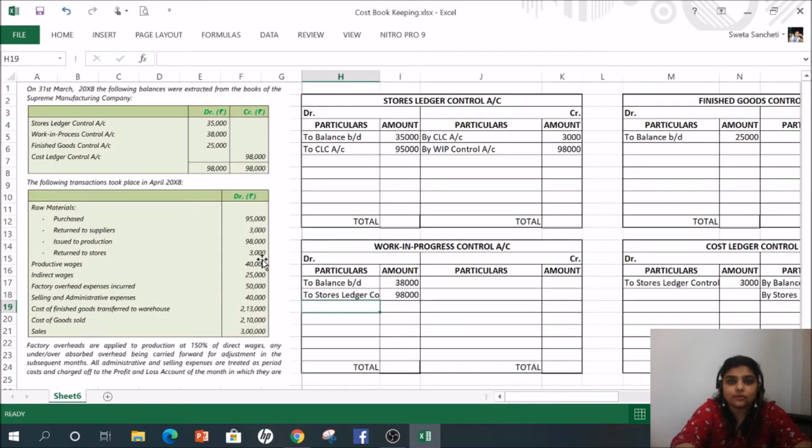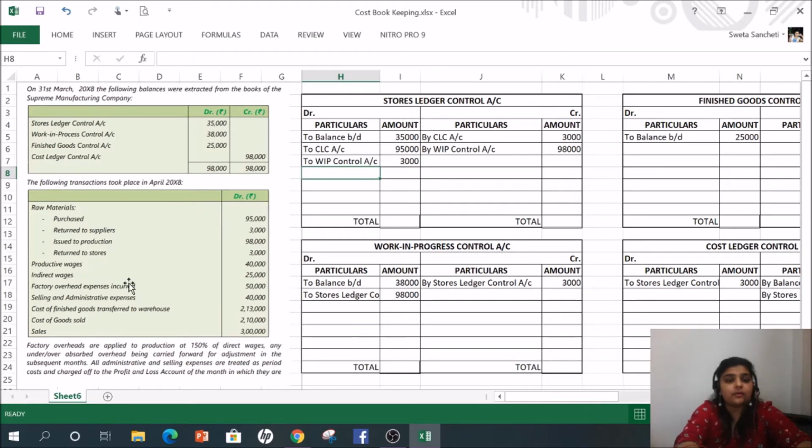Who has returned to the stores? The production floor has returned it to the stores. When we are issuing, our entry would be WIP control to stores ledger. When we are again giving it back, it would be stores ledger to WIP. So by stores ledger control account, that is 3000, and here it would be to WIP control account, that is 3000.